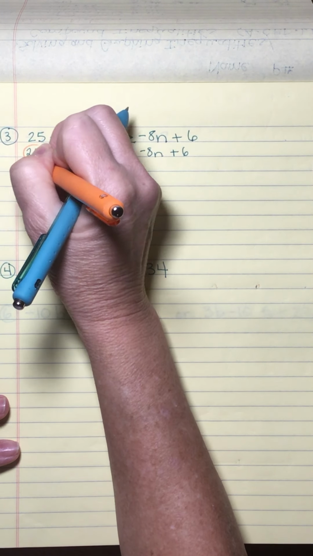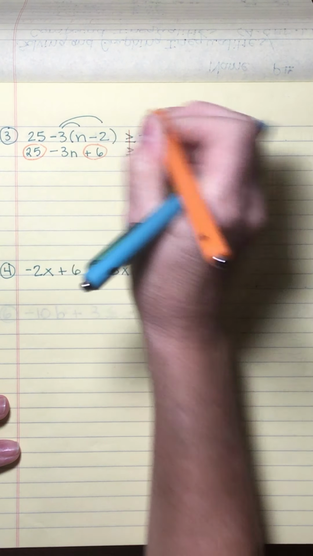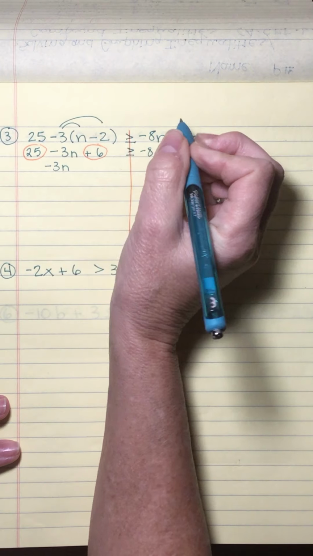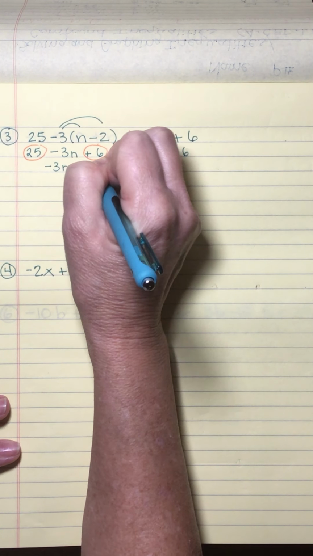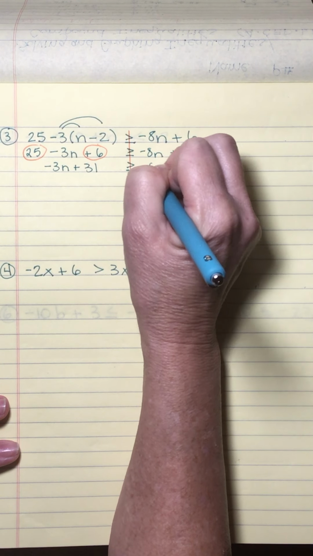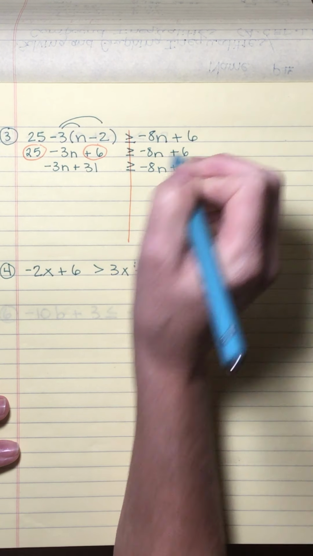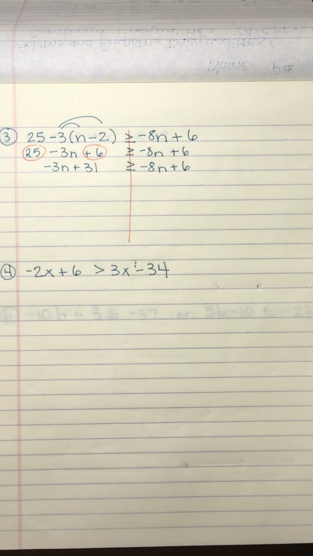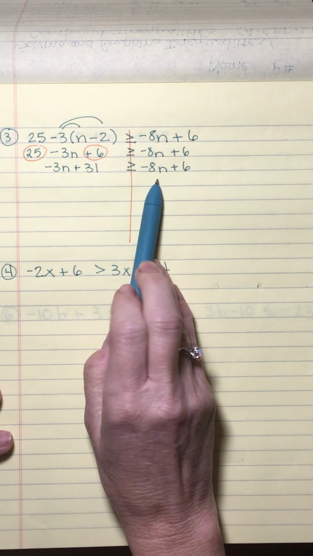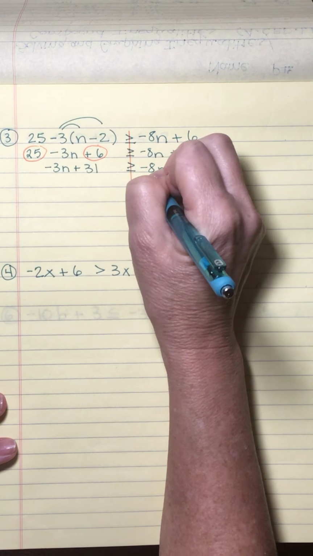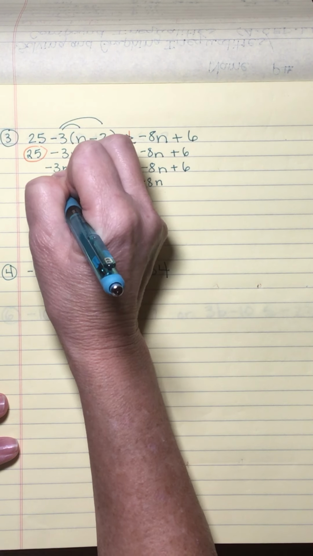And I notice that I have two like terms that I can combine. So we have negative 3n, and that will be plus 31 is greater than or equal to negative 8n plus 6. All right, next step is getting all the variables that we're solving for on one side. So since I have n's over here and here, we're going to move them all to the left. So I'm going to add 8n to both sides.